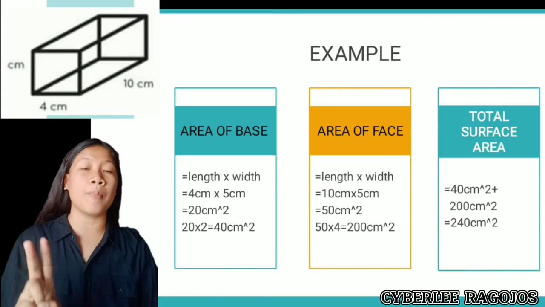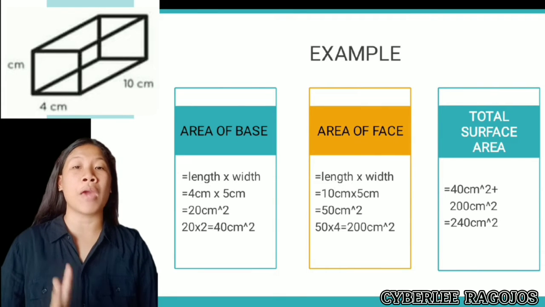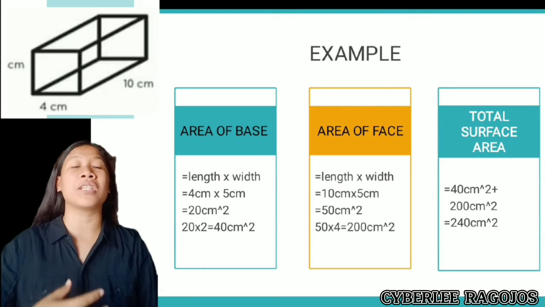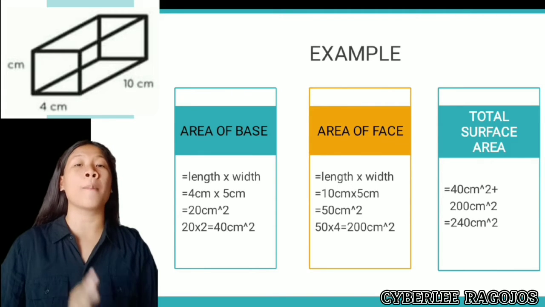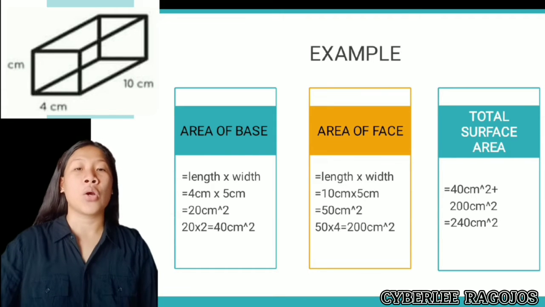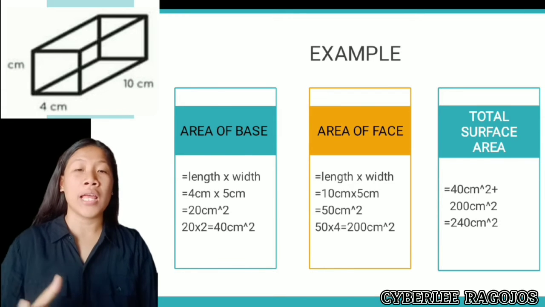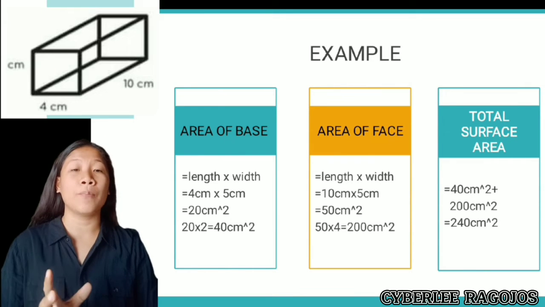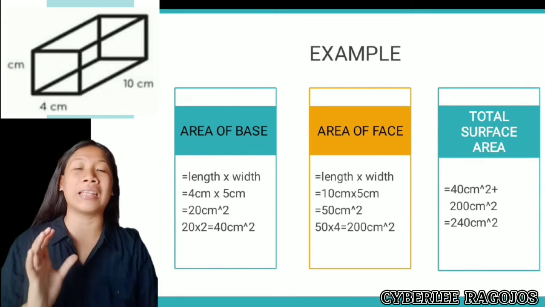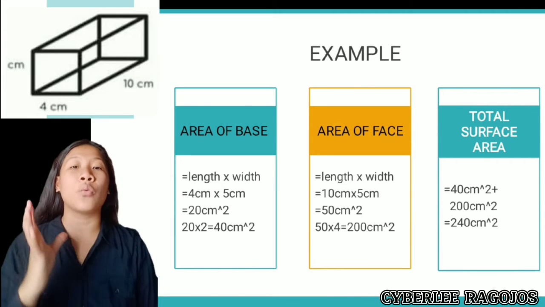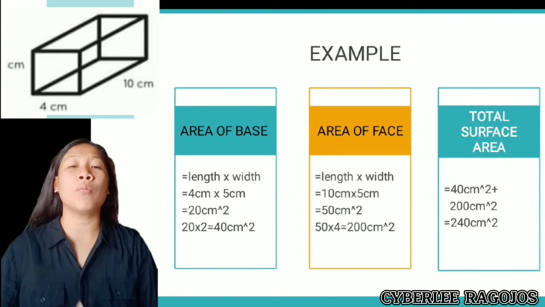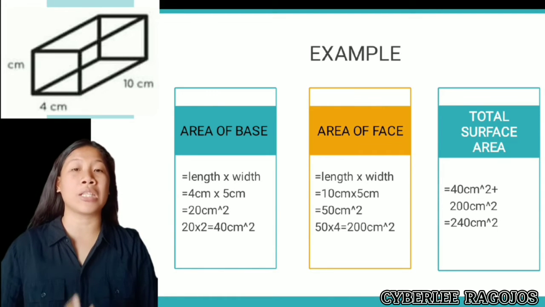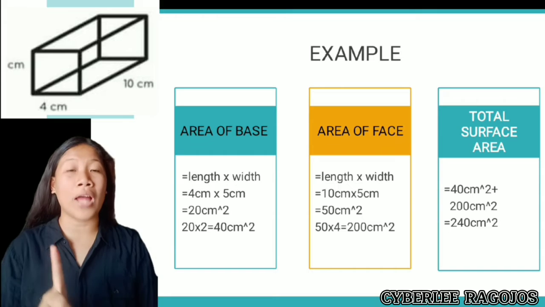So, second step, calculate the area of both bases. In finding the area of the base, we calculate it using length times width or base times height. So, as we can see in the picture, nasaan ba ang length dyan? Paano natin mahahanap ang length or yung width or bases na tinatawag? So, ang length natin is 4 cm and ang width natin is 5 cm. We multiply 4 cm times 5 cm, which is 20 cm squared. So, this is the area of one of the bases.